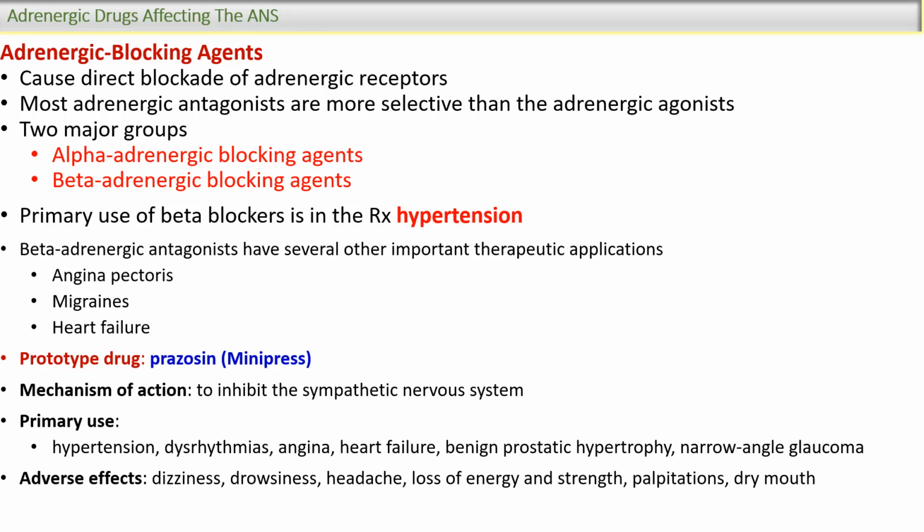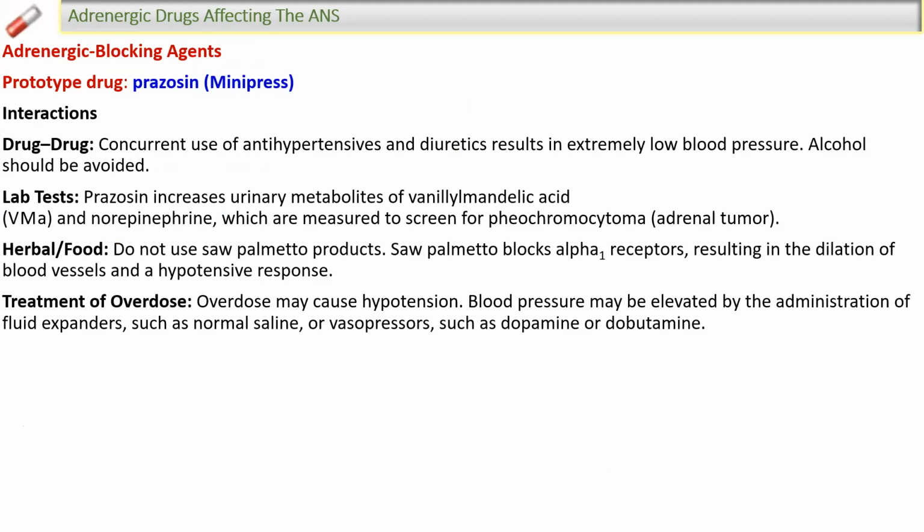So the first, or prototype, drug here is prazosin, Minipress, to inhibit the sympathetic nervous system. Its primary uses are hypertension, dysrhythmias, angina, heart failure, BPH, and glaucoma, especially narrow angle glaucoma. Side effects would be dizziness, drowsiness, headache, loss of energy and strength, palpitations, and dry mouth.